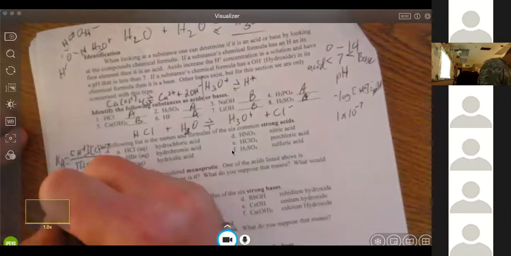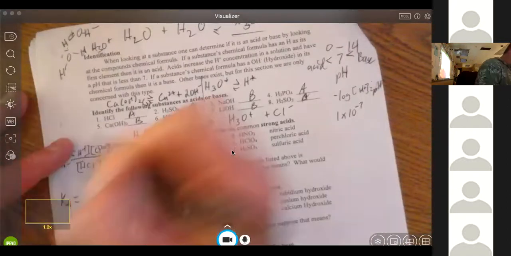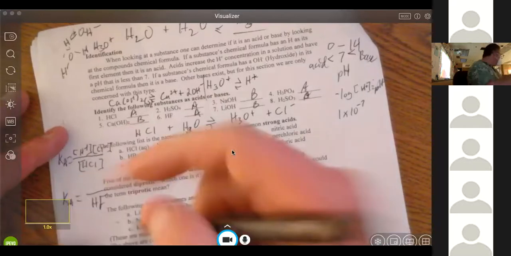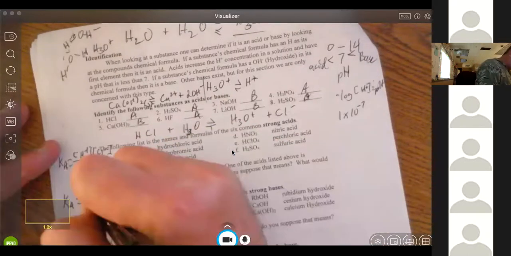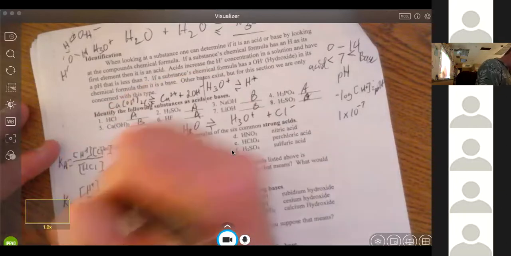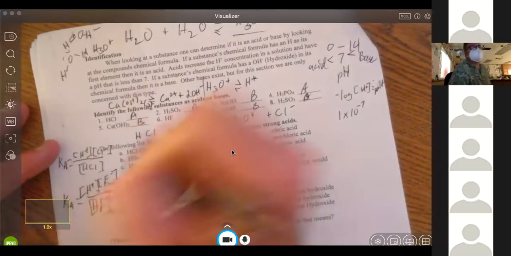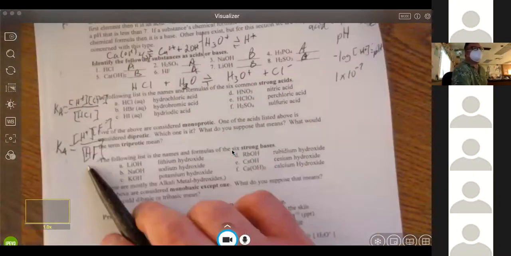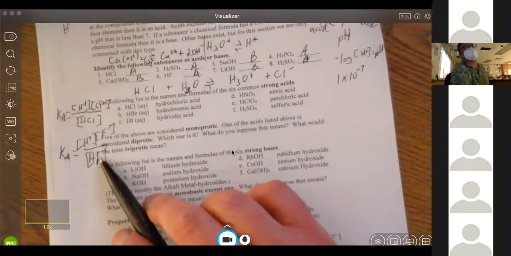HF can do hydrogen bonding. So the Ka for HF is very low. What does that mean? At equilibrium, we have mostly what? H pluses or HFs? HFs. We have mostly HFs, and that's why HF is considered to be a weak acid.